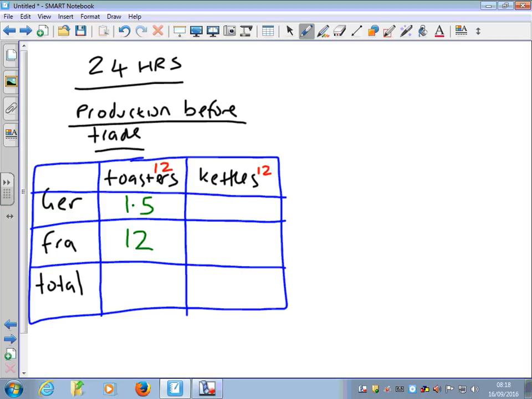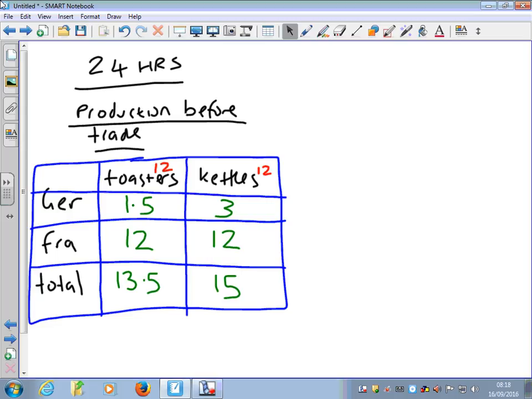When it comes to kettles, in 12 hours, well, the Germans require 4 hours to make a kettle, which means in 12 hours they could make 3. The French, again, it's 1 hour to make a kettle, so they could make 12 in total. Now, what this means is that global production of toasters is 13.5. Kettles comes in at 15.